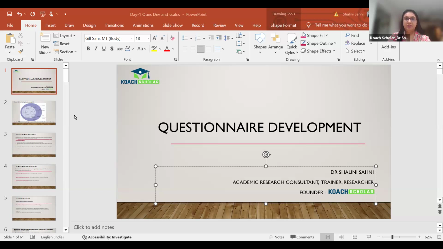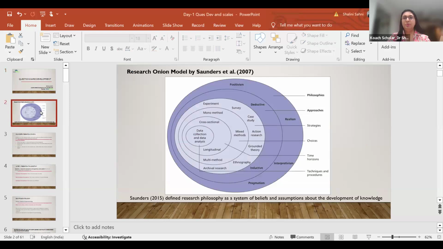So without wasting any further time, let me talk about the first thing, which is very important for everybody to understand: the research onion model by Saunders et al. I hope my screen is clearly visible to everybody.